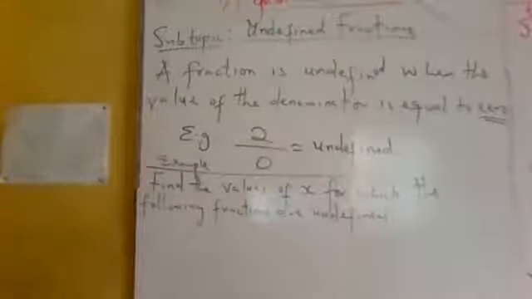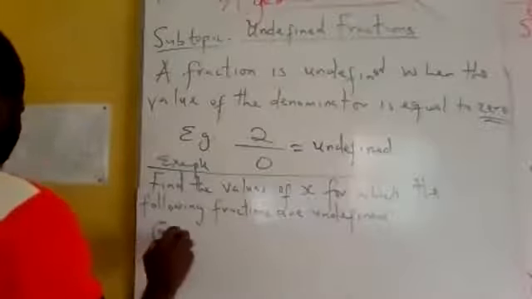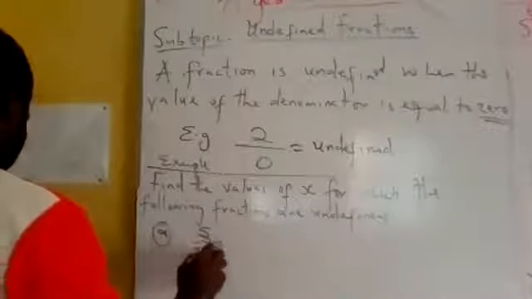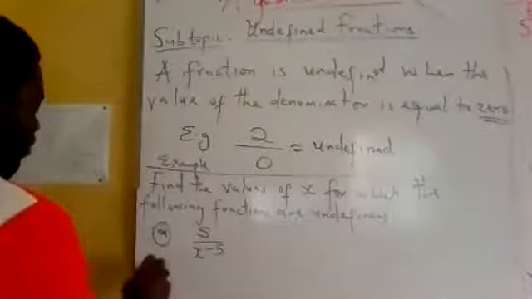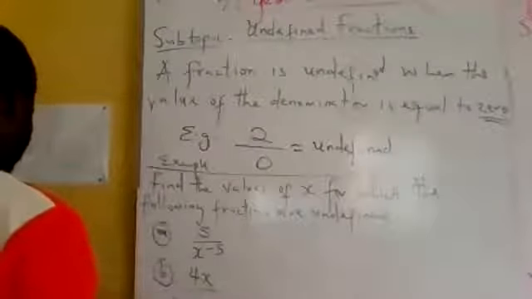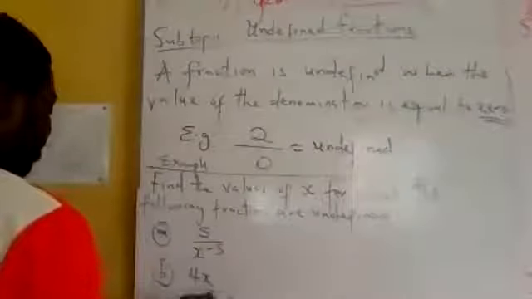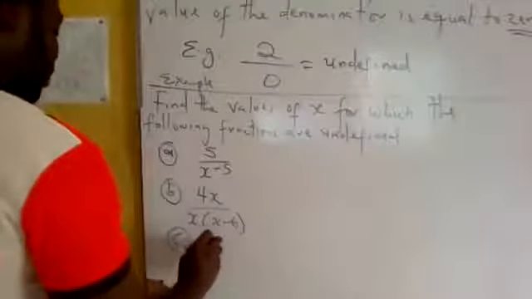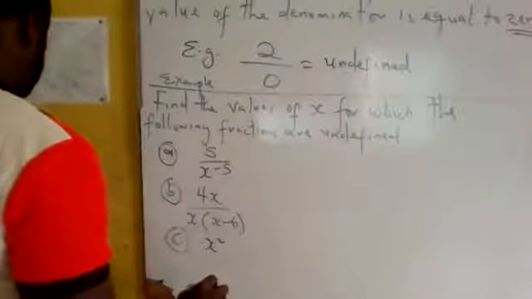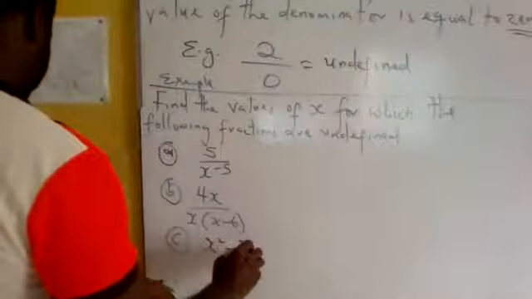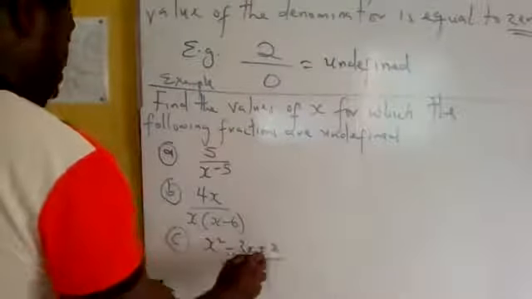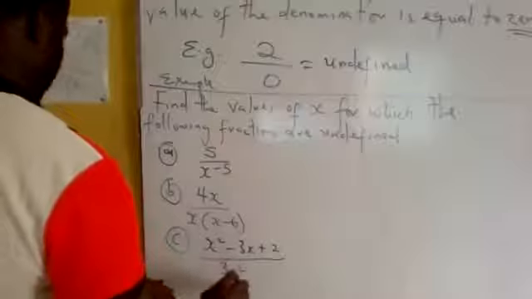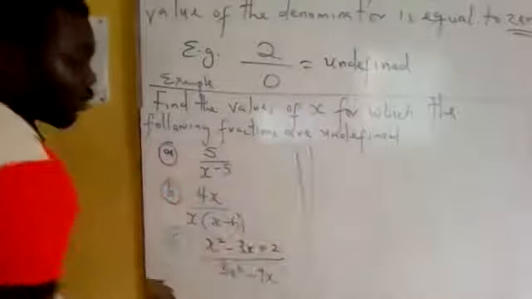For which the following fractions are undefined. So now I say A, 5 all over X minus 5. And maybe I say B, 4X open bracket, X minus 6. And then C, I say X squared minus 3X plus 2 all over 3X squared minus 9X. Those are the questions.